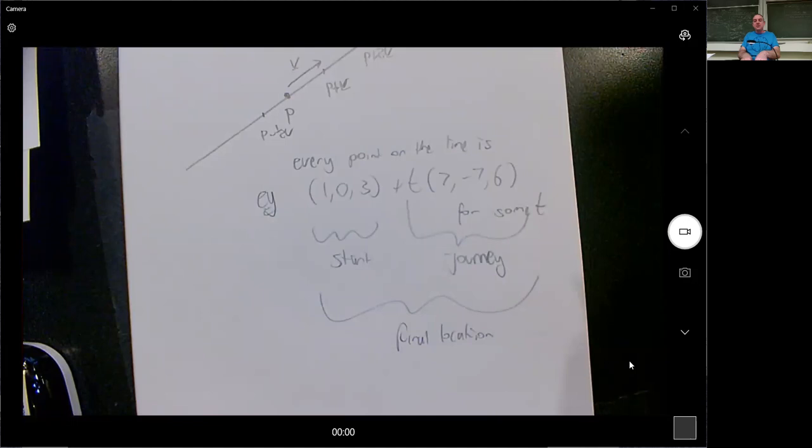When you write something like this, what it's telling you is the coordinates of every point on this line. What this is actually short for is: every point on the line is reached by starting at this place and going some multiple t of this journey. This is the start here, and this is the journey. The journey may be longer or shorter, or change direction, by changing the value of t, but it's still a journey. So the start plus the journey equals the final location.